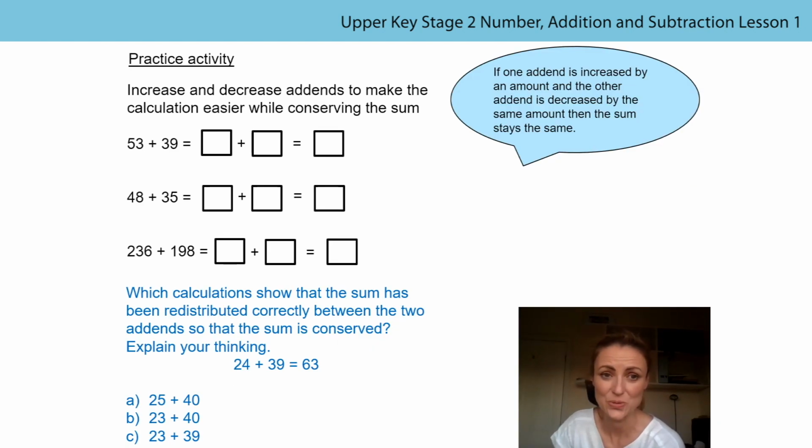Okay, so this is your practice activity that I'd like you to complete before the next lesson. I've put the generalisation on there just so you can be reminded throughout. But this is all about increasing and decreasing addends to make the calculation easier while conserving the sum. So there are 3 examples there for you to have a go at, and then in blue we've got a bit of a challenge for you. Which calculations show that the sum has been redistributed correctly between the 2 addends so that the sum is conserved? We want you to explain your thinking. So good luck with that. I'm sure you will do brilliantly.